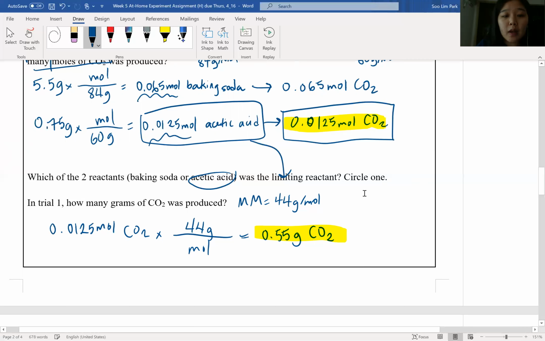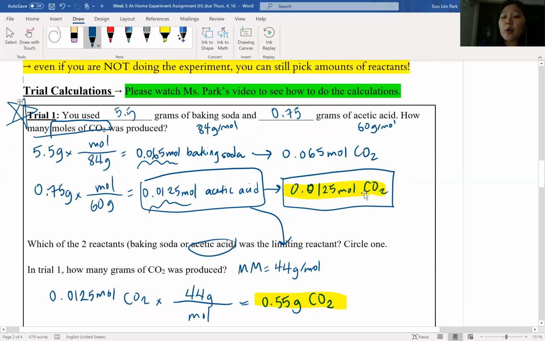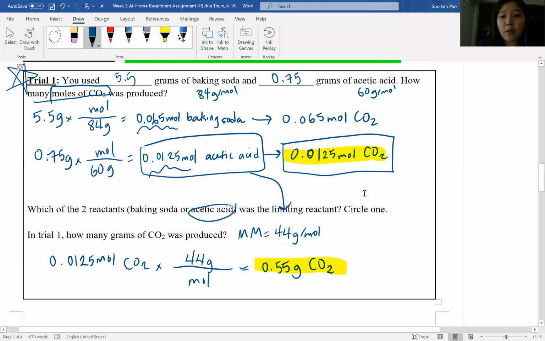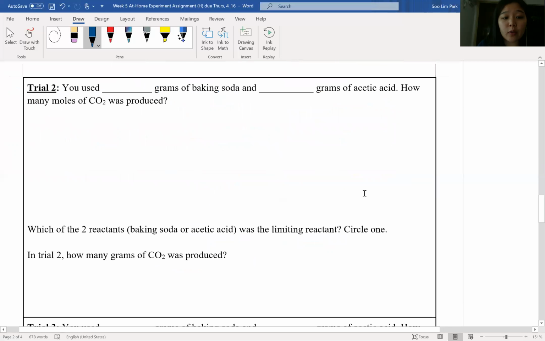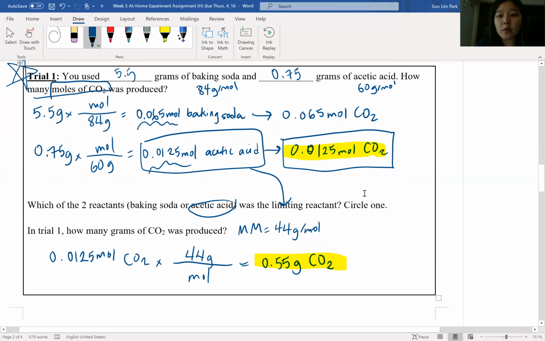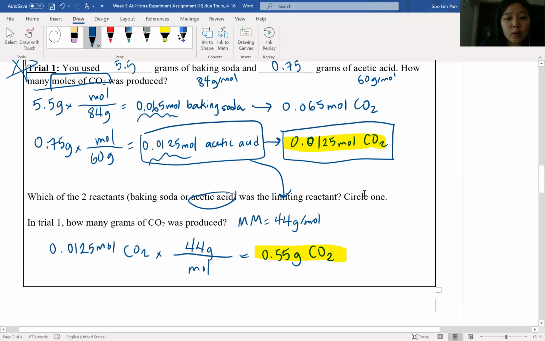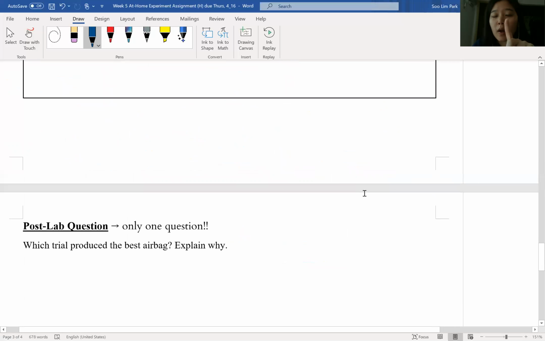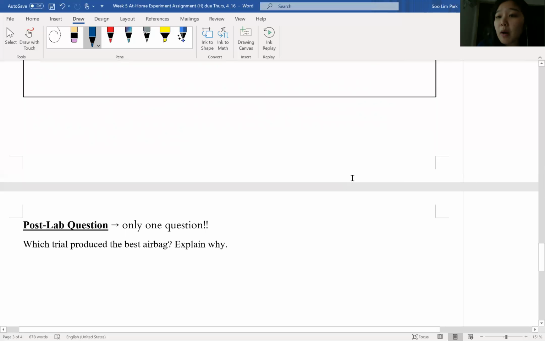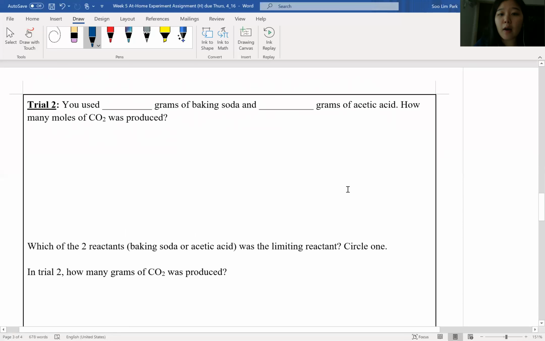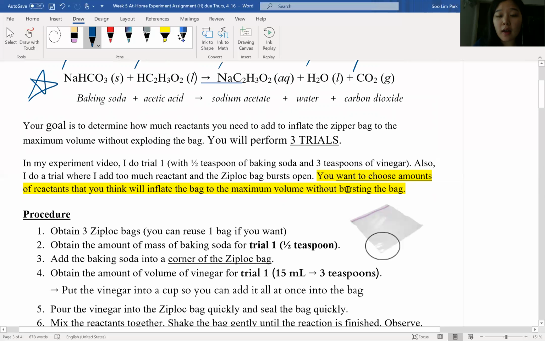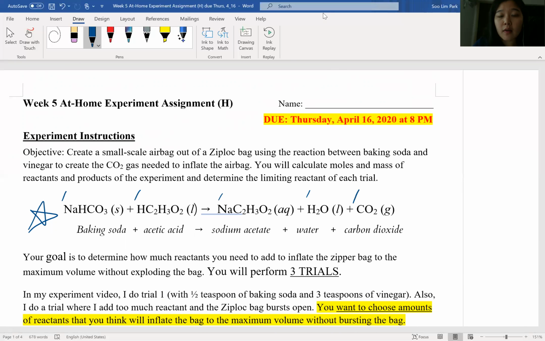All right, you're going to do the same setup for trial 2 and 3 calculations. Use these notes to finish trial 2 and 3 calculations. And then there's one post-lab question at the end. There's only one, and I want you to think about it, write your explanation, and submit the assignment on Thursday by 9 p.m. All right, good luck.